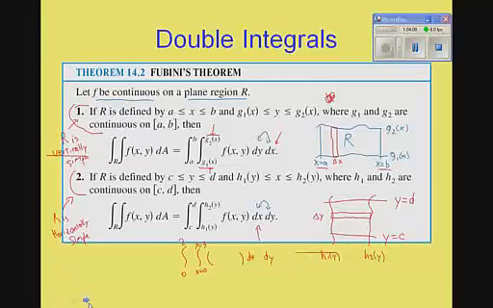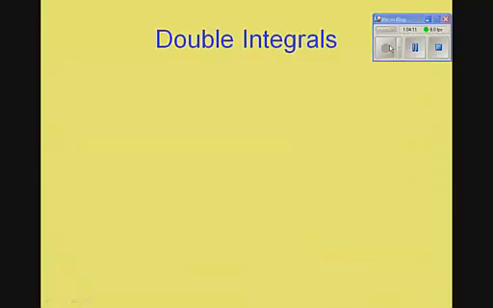So I have an example to show you how this works. Okay, we're going to find the double integral over R of, and here's the function xy. So z equals xy. I'm not sure we've ever studied that function yet. You might wonder, what does that look like? You might be able to picture it. It's kind of a cool looking surface.